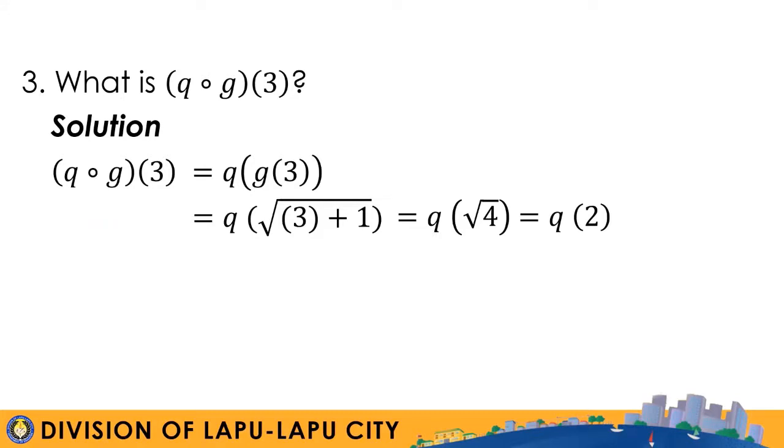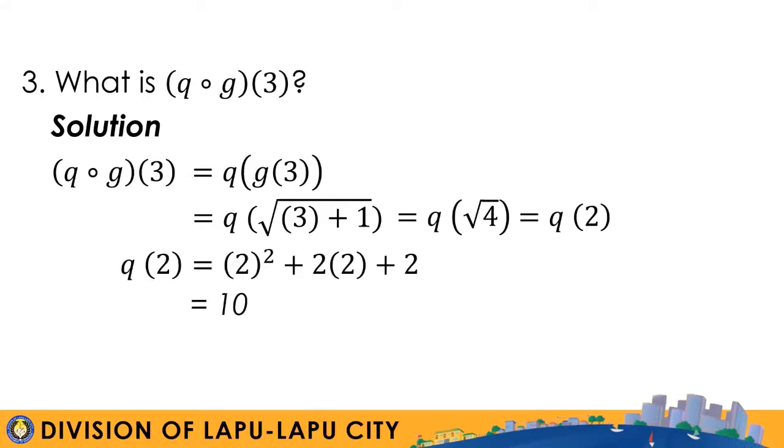Since g of x is square root of x plus 1, we have here g of 3 is square root of 3 plus 1. 3 plus 1 is 4. Hence, square root of 4 is 2. Now we have q of 2. Next is to substitute 2 to q of x. So 2 squared plus 2 times 2 plus 2 is equal to 10. Thus, q of g of 3 is 10.